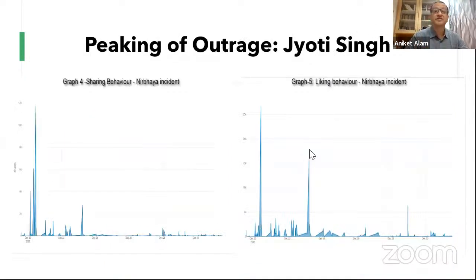And what we found, for example, this is only Jyoti Singh, but the Gauri Lankesh one is the next one. We saw that there's this sharing. So things are happening and people are sharing like mad. They're expressing their outrage. They're expressing their solidarity through sharing and liking. And you see sharing and liking happen almost together, though liking goes on for longer because it's a slightly lighter form of expressing your opinions and emotions on social media.